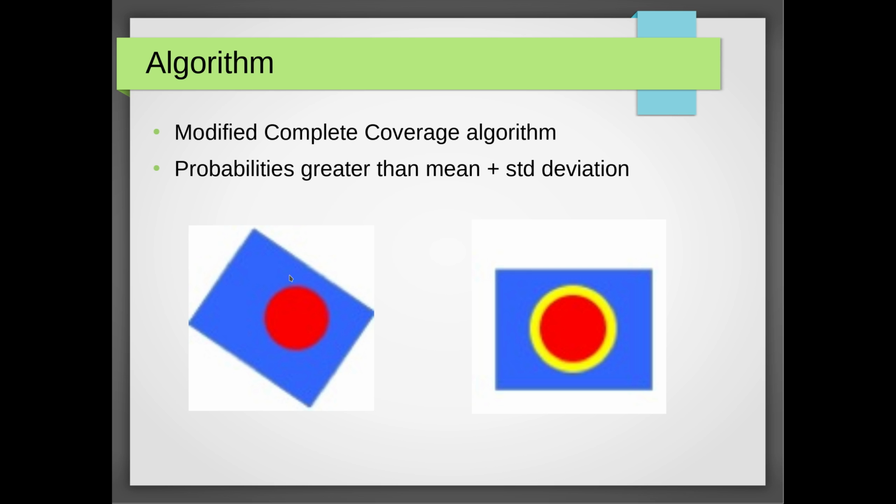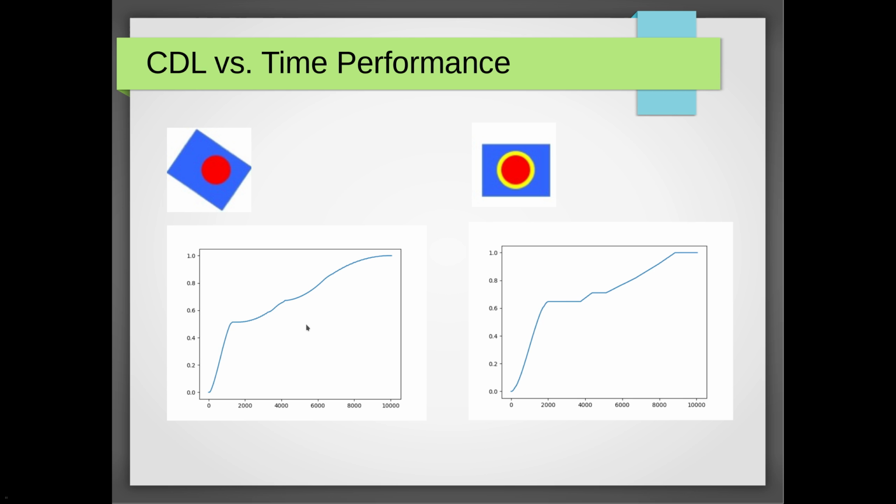I used a modified complete coverage algorithm, so instead of just blindly going up and down, it actually targets high priority zones first, puts bounding boxes around them, and does a lawnmower type search on those areas first before going back to the rest of the area. And it finds those based off of the mean and standard deviation of all the probabilities.